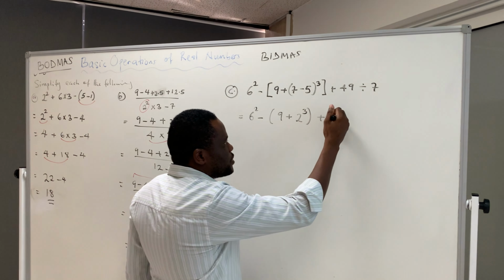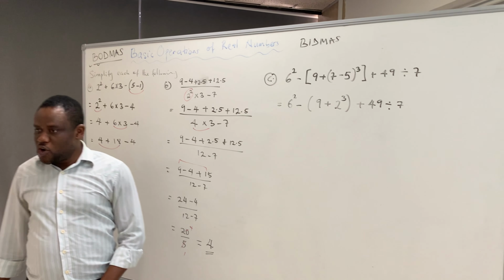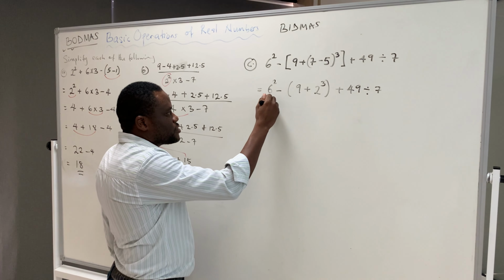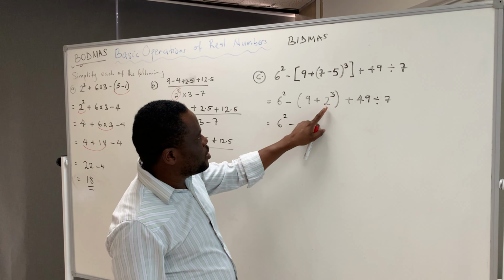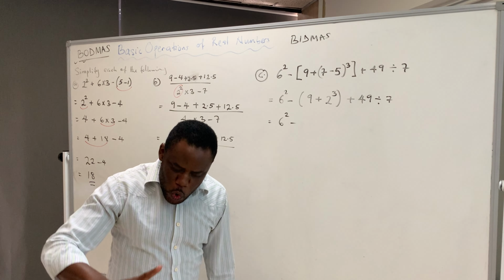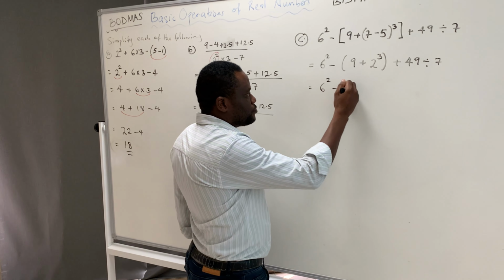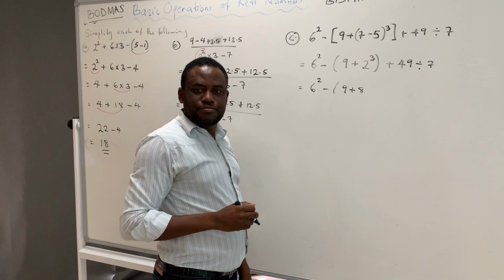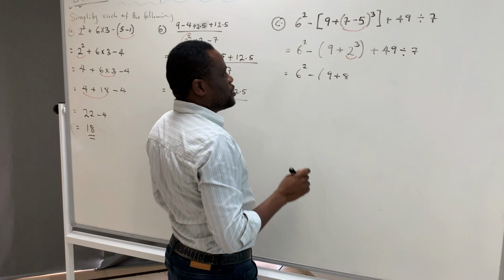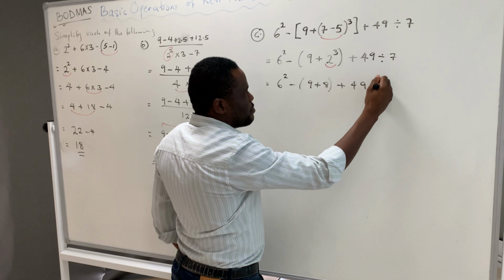Plus 49 divided by 7. The first parenthesis is gone. Now, the second parenthesis, now we have 6 squared minus, now, you have to be careful here. This is an index inside it. 2 cubed, that is 2 times 2 times 2. 2 in 3 places, which gives us what? 8. Right? First, I operate this guy. Now, I want to operate this. Plus 49 divided by 7.